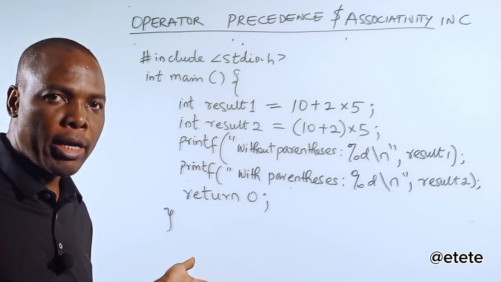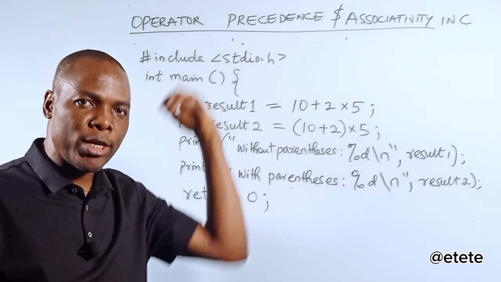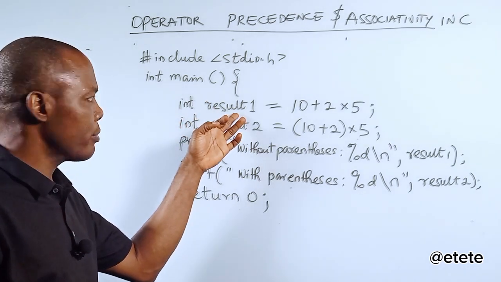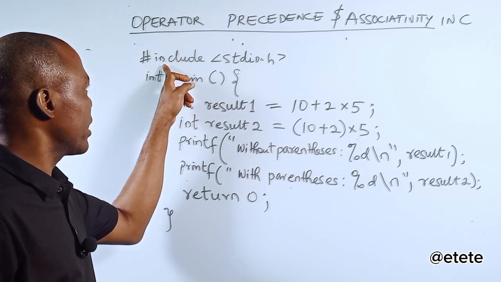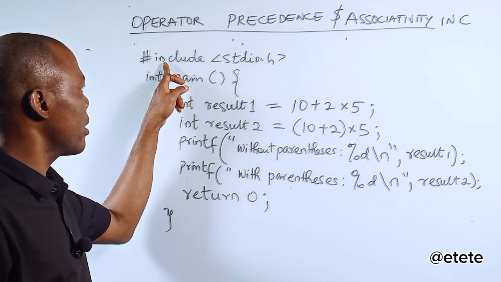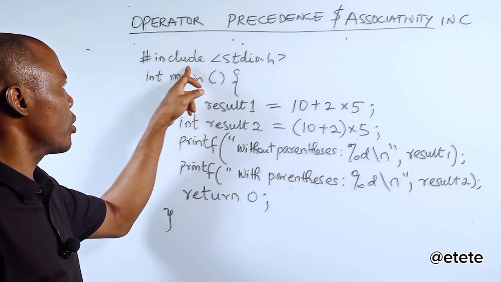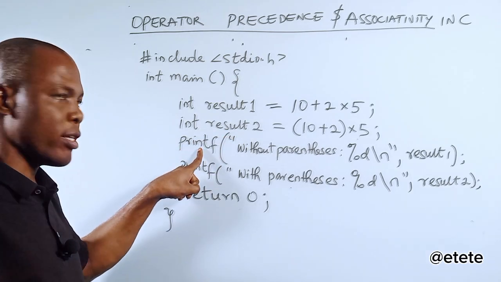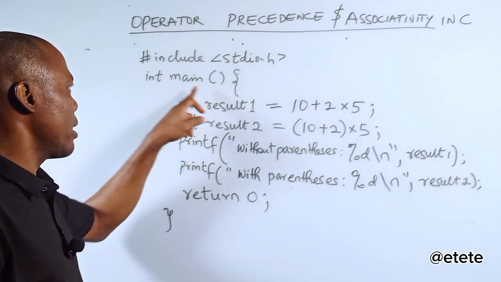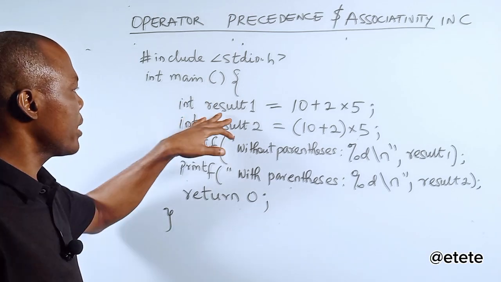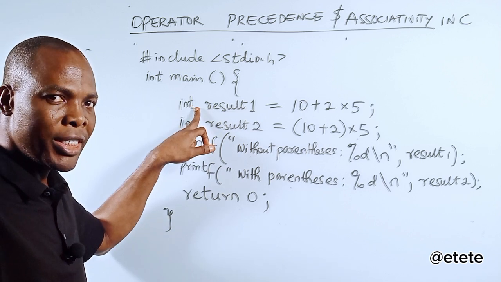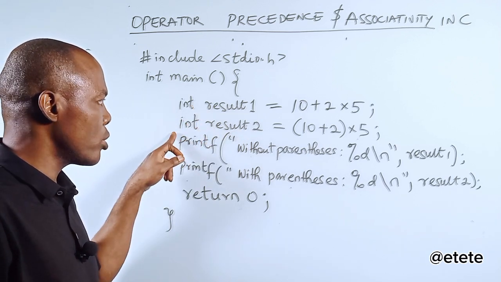So this is a program to demonstrate what I showed you on the screen. Now I created a variable. First, I declared my preprocessor directive, which is include stdio.h, the library that I'm going to access to get this printf. Then my main function. Inside it, I've declared the first variable result1 as an integer, and result2 also as an integer.